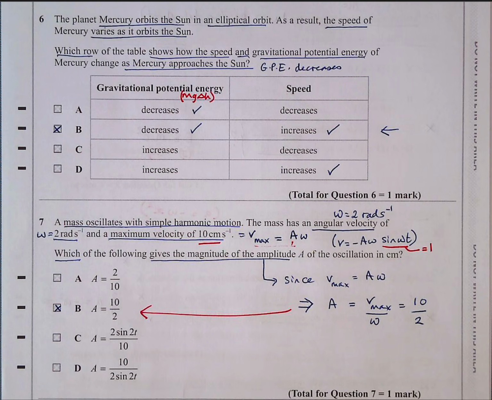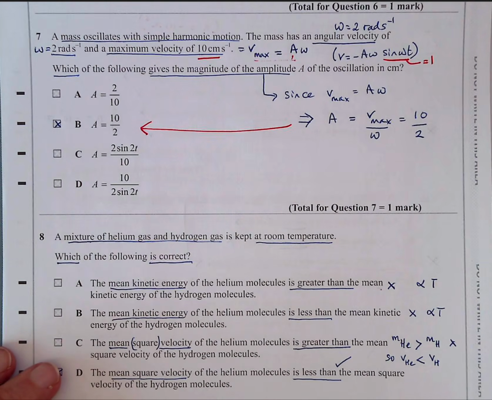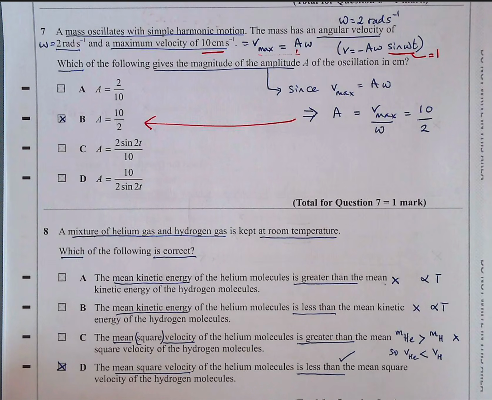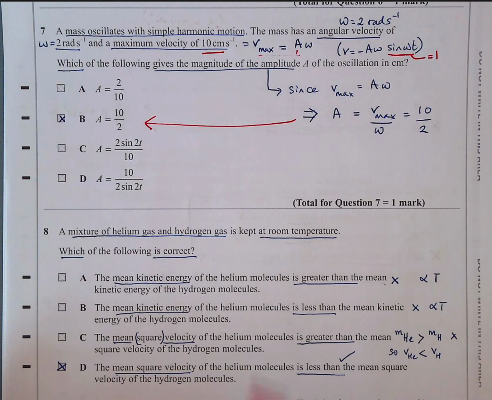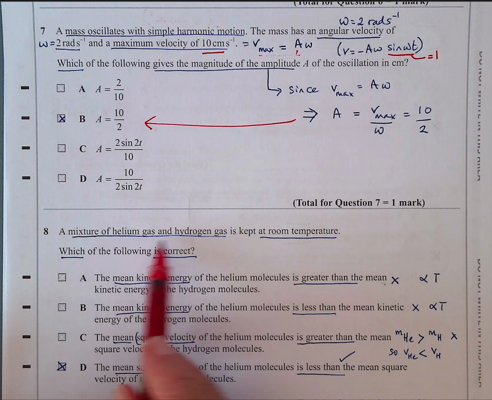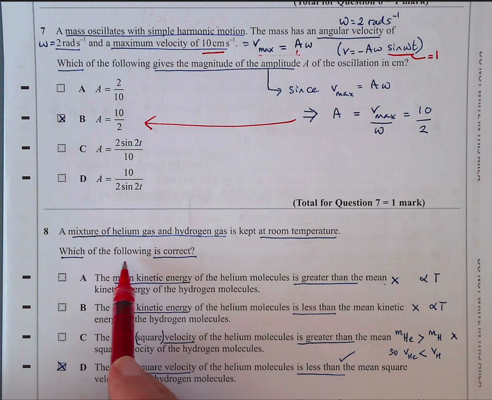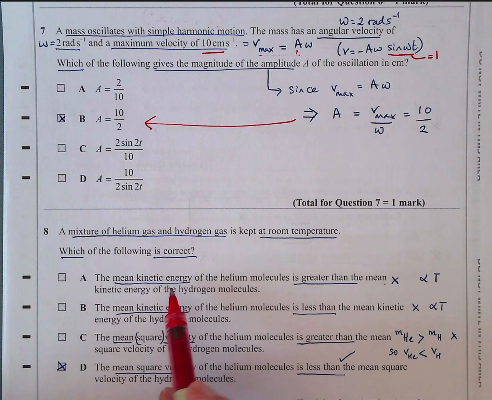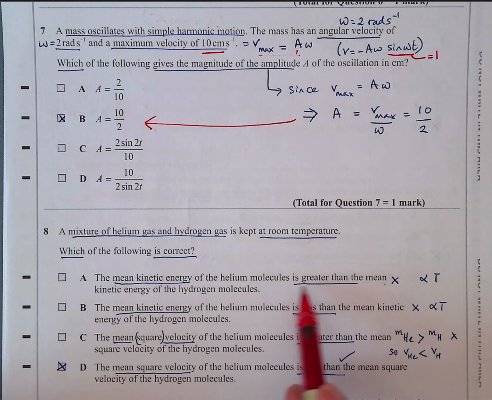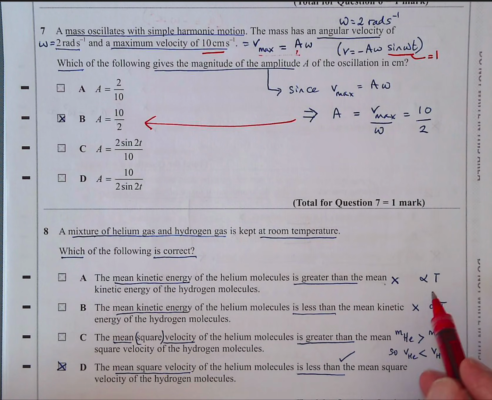Okay. Question 8, as we come towards the latter end of the multiple choice. A mixture of helium and hydrogen gas is kept at room temperature, so they've got the same temperature. Which of the following is correct? The mean kinetic energy of helium is greater than the hydrogen. Well, no, because the mean kinetic energy is proportional to temperature, and they're both at the same temperature.